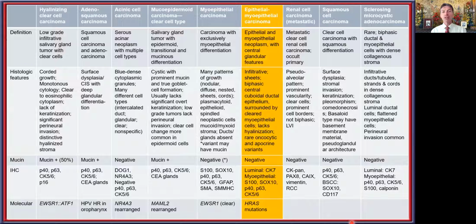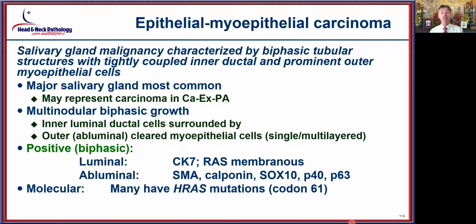Let's now go to the epithelial-myoepithelial carcinoma category, kind of as the next in the spectrum, because here you have a salivary gland tumor that is, again, biphasic, tightly coupled inner ductal to prominent outer myoepithelial cell tumor. As I already mentioned, it is quite frequently the carcinoma in the carcinoma ex pleomorphic adenoma category. Usually it's quite nodular or bosselated in its overall appearance, giving you these nodules that expand out into the adjacent parenchyma rather than necessarily being well circumscribed.